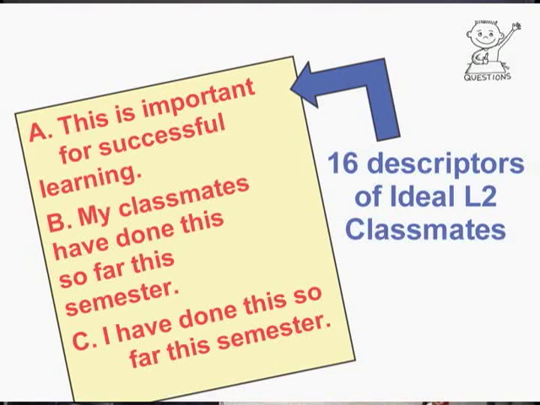And B, my classmates have done this so far this semester. So it was at midterm, and they rated on a scale of 1 to 6 if their classmates had done it, basically their opinions. And then C, I have done this so far this semester. And this is really cutting to the chase.